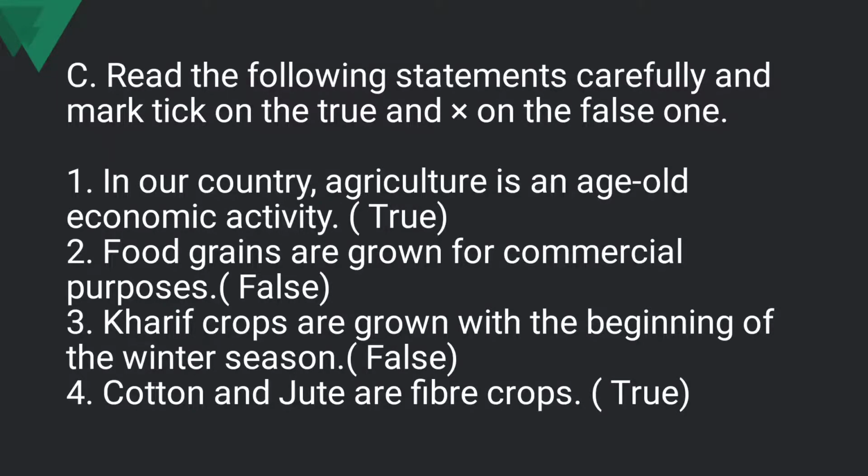Number 1, in our country, agriculture is an age-old economic activity. This is true. Yes, our agriculture is an age-old activity. Second one, food grains are sown for commercial purposes. False. Food grains are not grown for commercial purposes. They are grown for their own personal uses. Third, Kharif crops are grown with the beginning of winter season. False. Kharif crops are grown with the beginning of the monsoon season. Number 4th, cotton and jute are fiber crops. Yes, true. Cotton and jute are fiber crops.